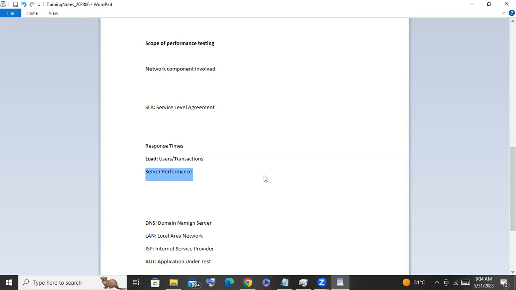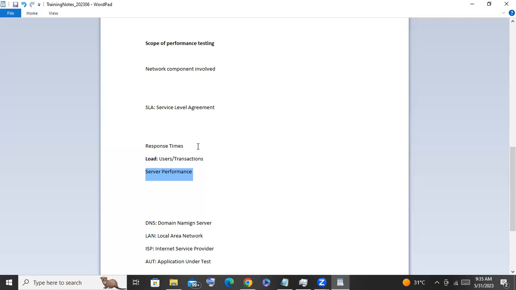Now guys, how do we do this particular performance testing? What do I mean by that? How do we find the response times? How do we put the load on the server? And how do we find the response times? Yes, guys? Anyone?